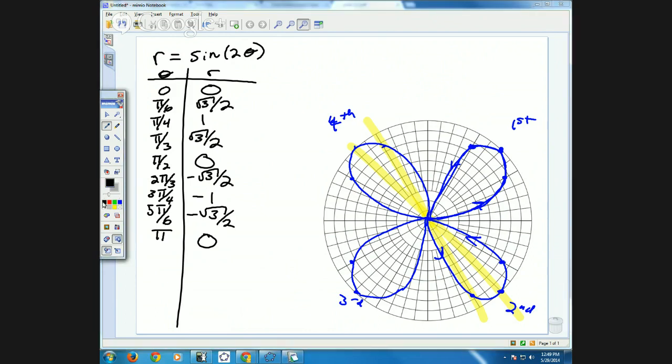Now this point over here is the point pi over 4, 1. And when I'm doing polar notation, I like to put a semicolon, not a comma, just to remind myself that it is a polar point, not a rectangular point.